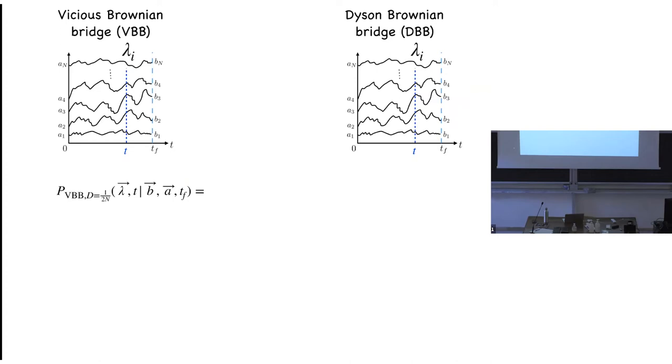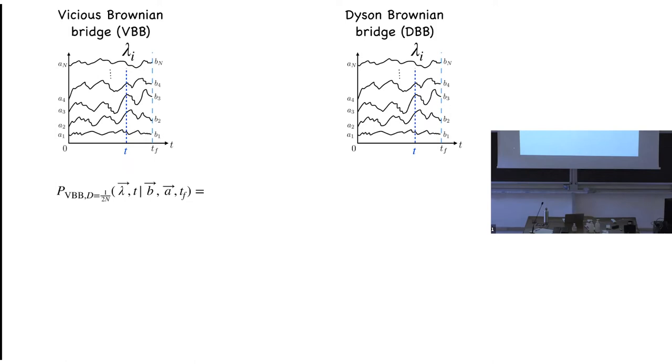Okay, so now I'm looking at the bridge. So I start from a_i's, but now I want to end up at b_i's. Okay, so again, I will use the fact that I have a Markov process. And so I will decompose the trajectories between 0 to t and t to tf. Okay. And I'm just doing the same thing.